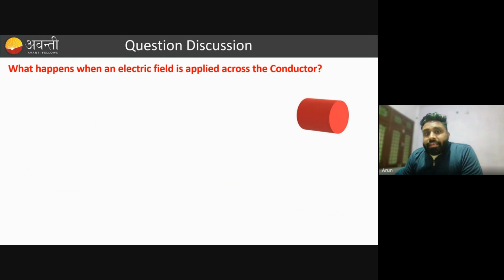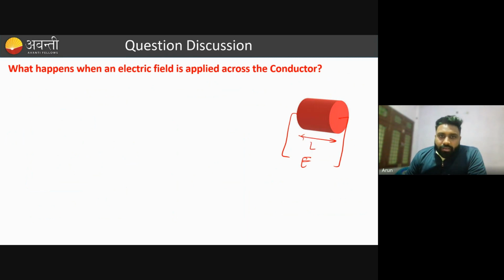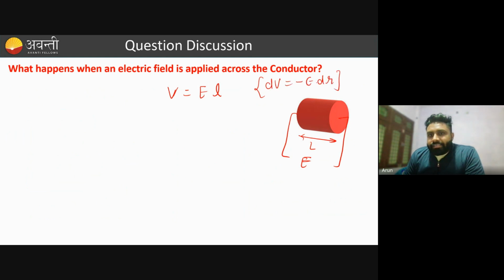Now what happens when an electric field is applied across a conductor? Let's say this is the conductor and we have applied an electric field towards this. Let's say the length of this conductor is L. This electric field will generate a potential difference because we know V = EL, from the relation dV = -E dot dr. We are not interested in the sign, negative or positive, only in the magnitude. That is why I have written this. So V = EL.